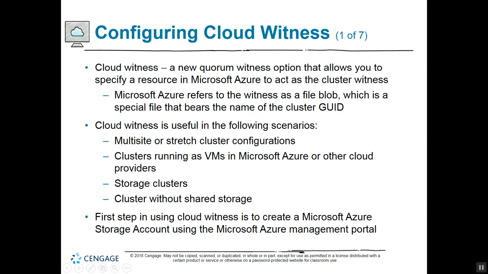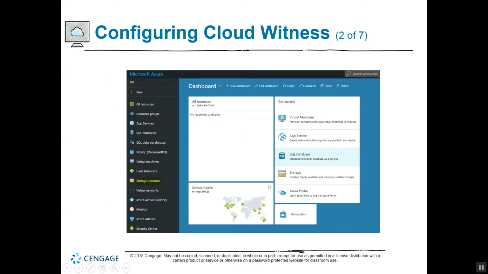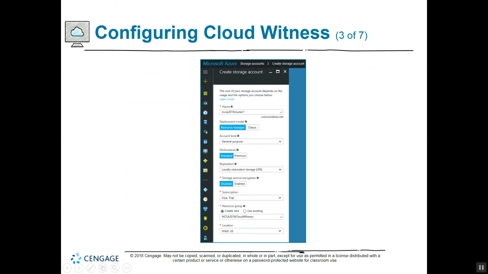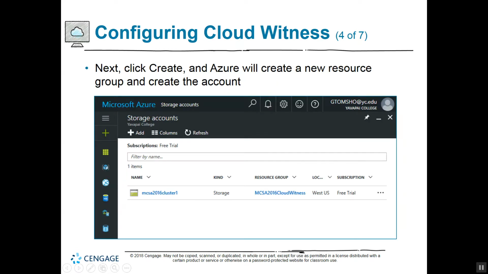Now, we can have a cloud witness. That's a new quorum witness option that allows you to specify a resource in Microsoft Azure to act as a cluster witness. Now here we are in Azure, and we can go through virtual machines, SQL database. So we've got a lot of resources here when it comes to what we're able to do with Azure. Okay, here we go, pointing to it, standard, disabled, right on down the line. And there we go, there's our cluster.